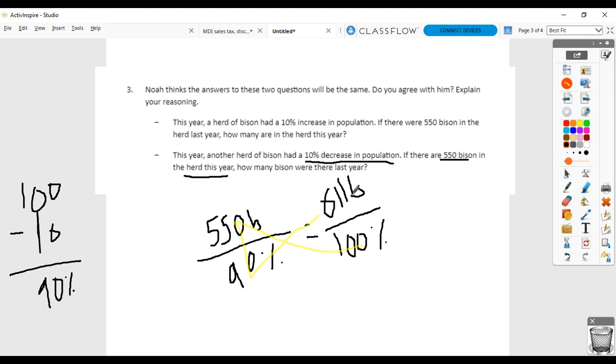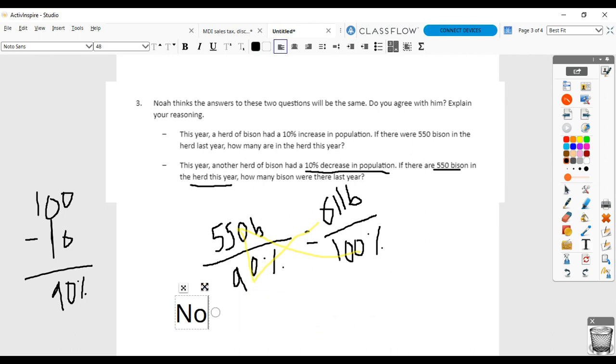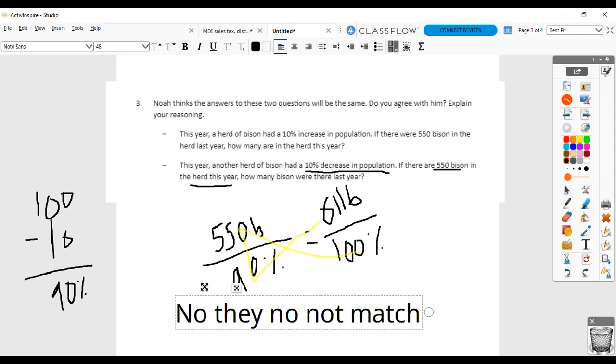Now let's look at what we got before. We got 605 bison. So do these answers match? No, they do not. So you're going to write, no, they do not match. And then we don't need to explain our reasoning because we showed it with the two proportions.